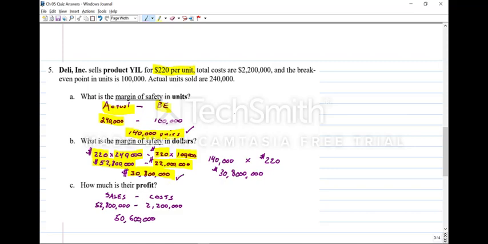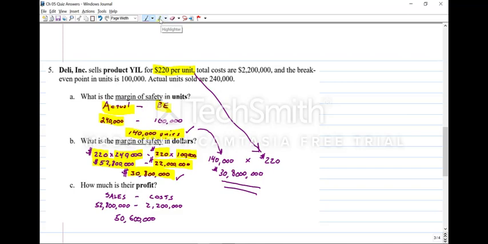Another way to think about that is up here we calculated the break-even units. And if you multiply that by the selling price, you'll end up with the same number.